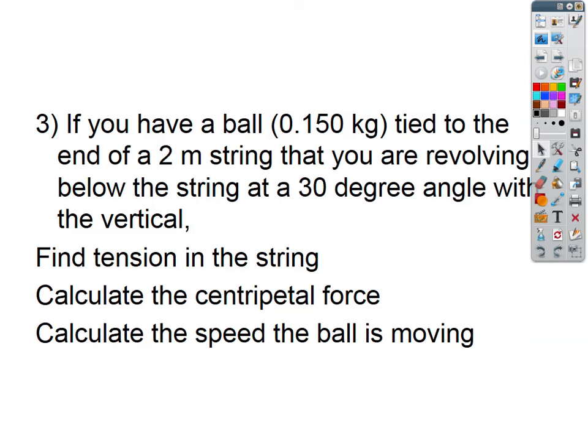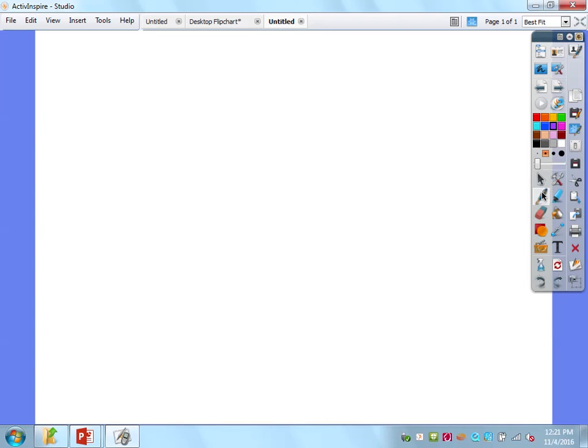So let's see. We got a 0.150 kilogram object tied at the end of a 2-meter string, 30-degree angle with the vertical. All right, so what does this mean? What are we doing here? What this means is I have an object rotating below the string, basically going around and around the circle below the string, around and around like this, okay?